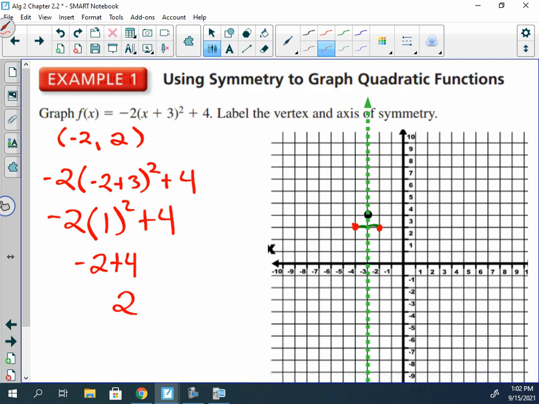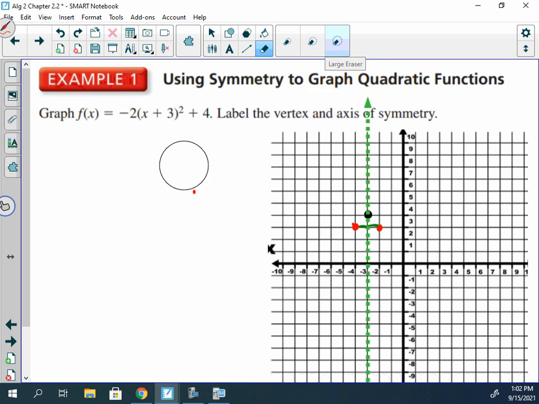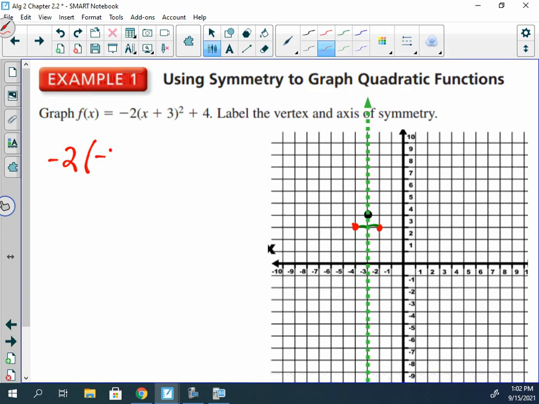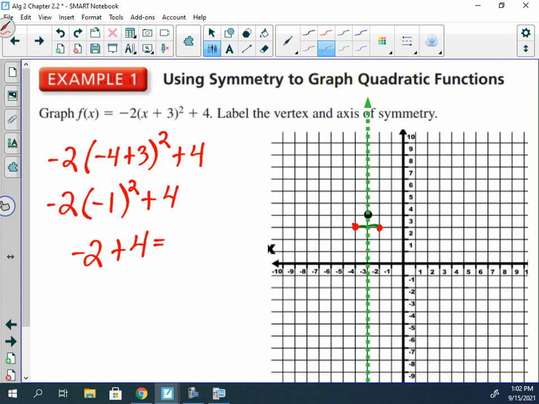So if I tried, say, -4, and we'll work this out. So -2 times -4 plus 3 squared plus 4. Well, -4 plus 3 is -1 squared. So this is almost the same as the one we just did, except we had 1 instead of -1, yes? Well, what's -1 times -1? +1. Times -2 is still -2 plus 4, which is 2. So -4, comma 2. We get the same y value. They will mirror each other for the y values.